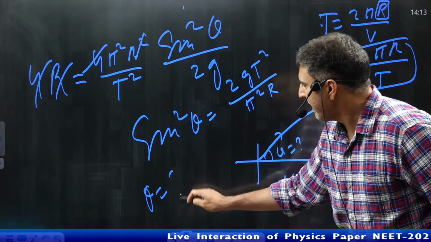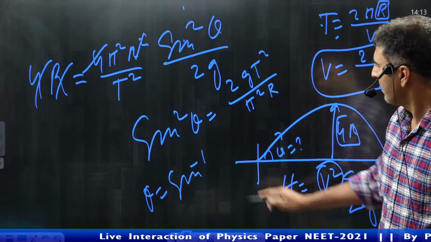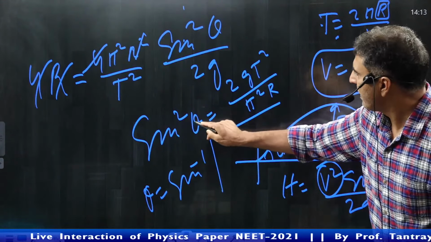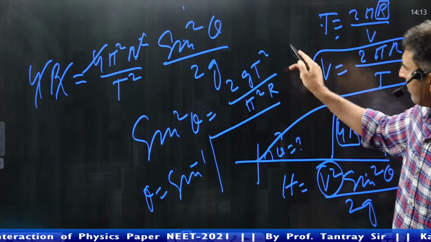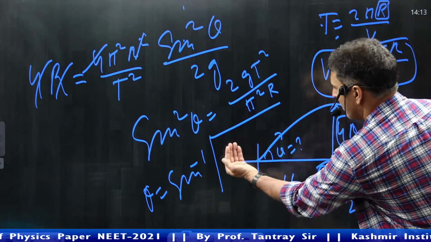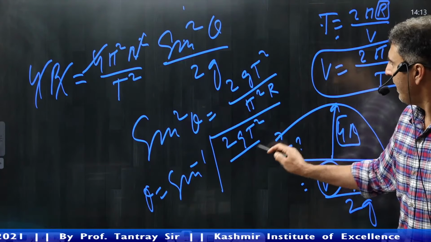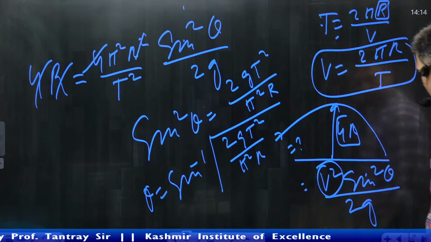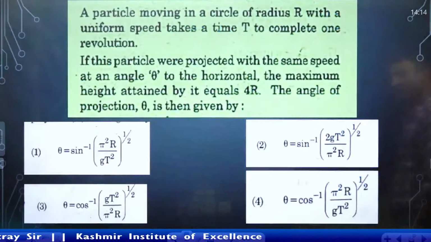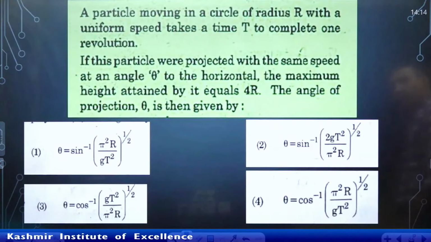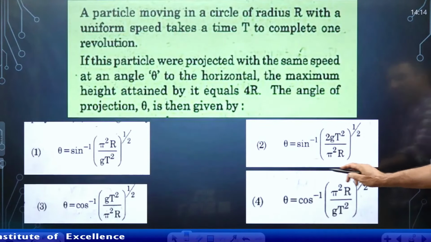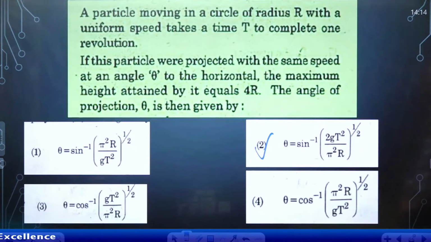Theta will be sine inverse root of, because sine square theta is this, sine theta will be root of this, that will be 2g t square by pi square r. This one should be the answer. Yes, this one should be the answer. Okay.